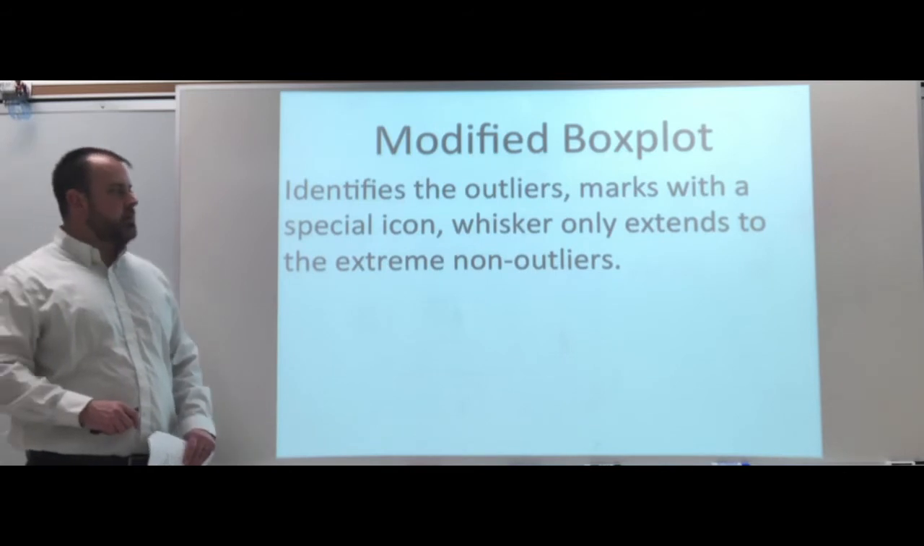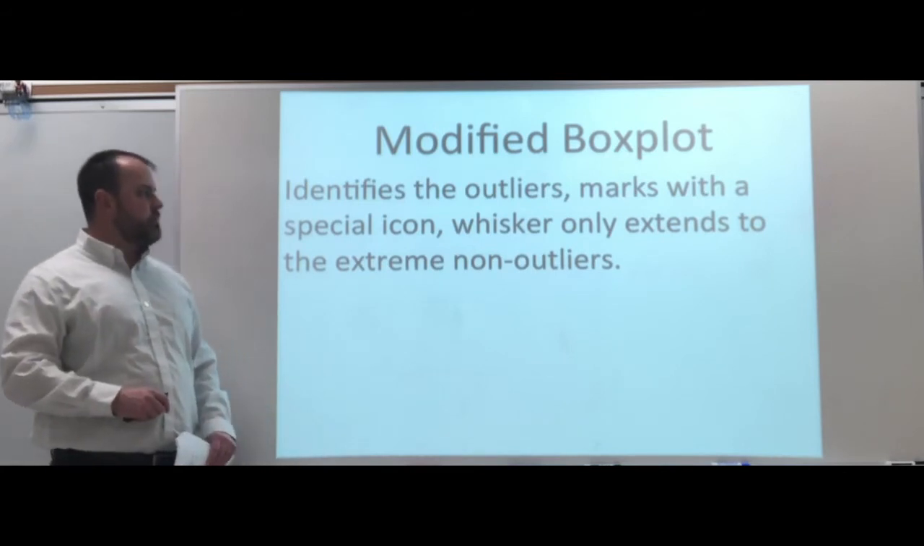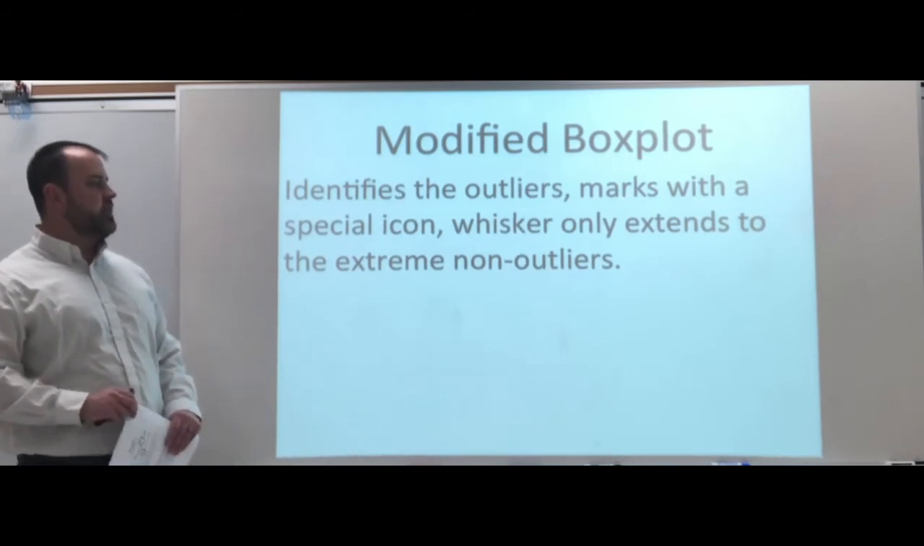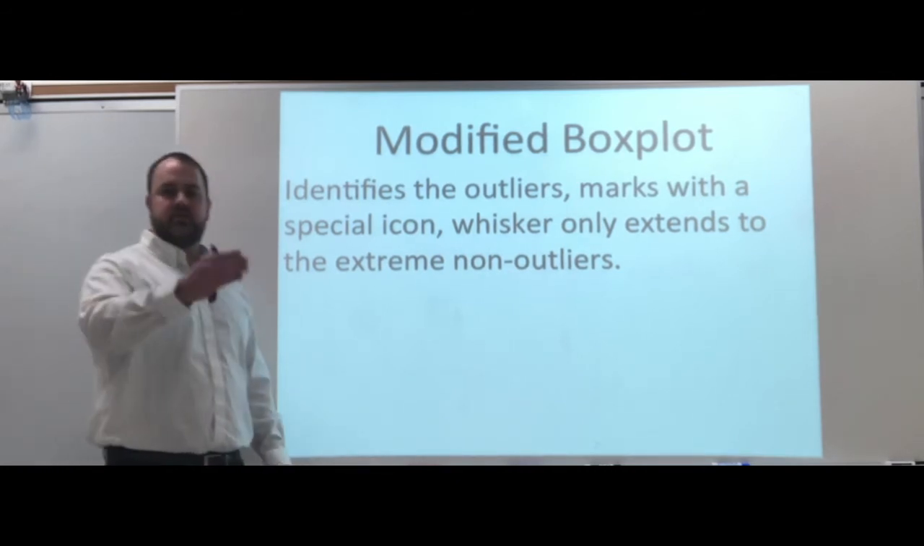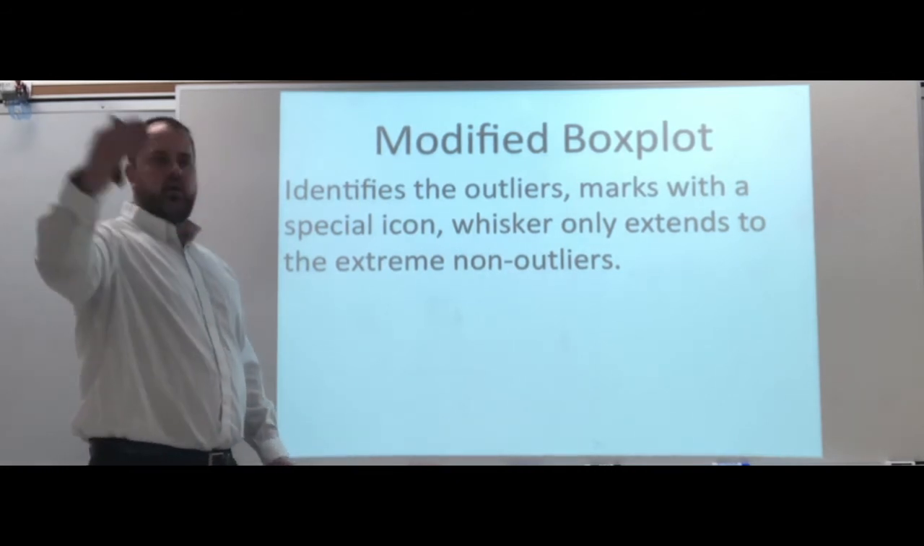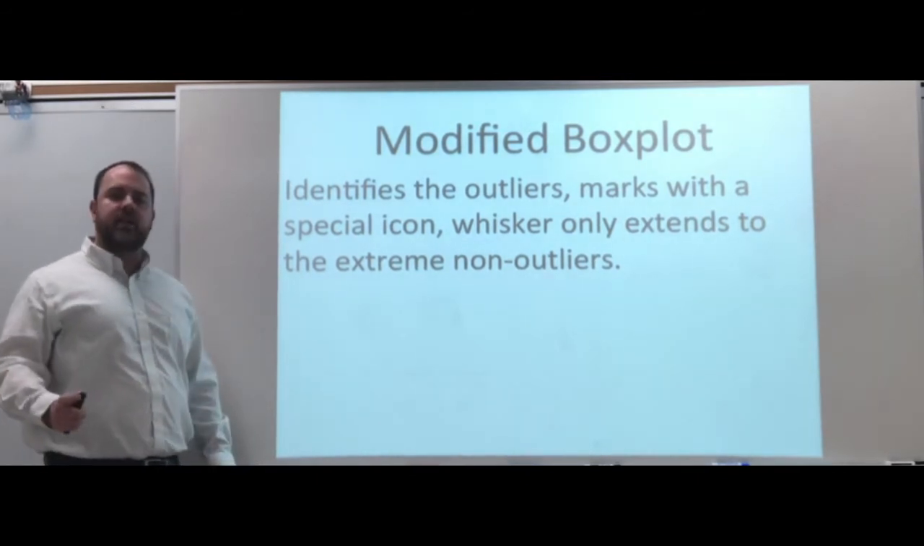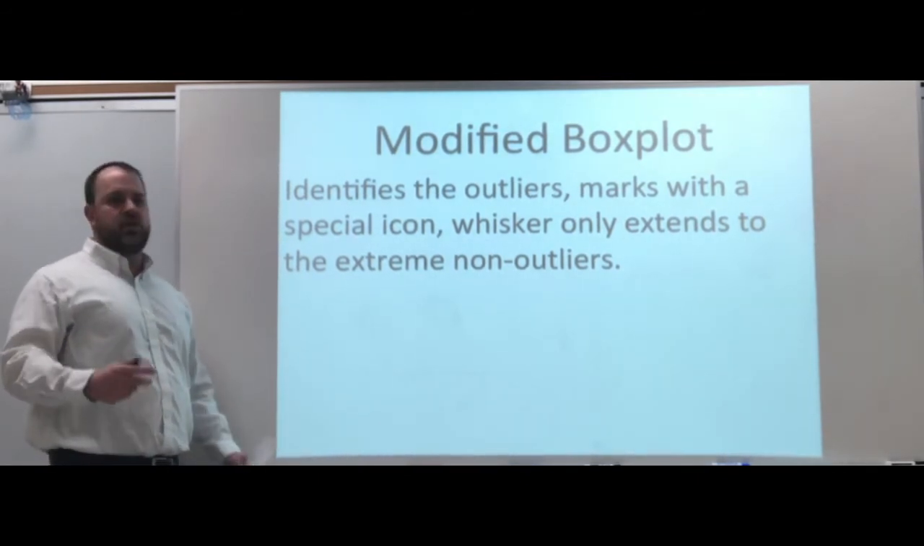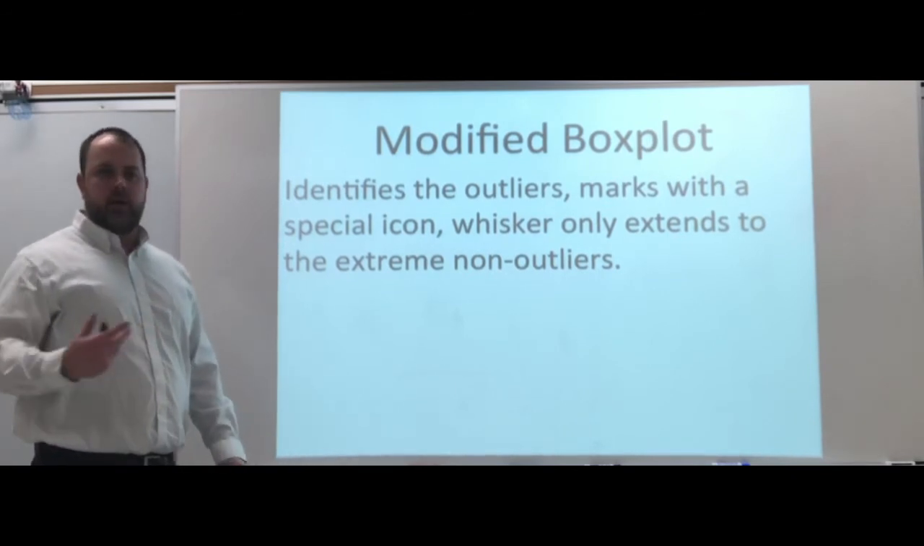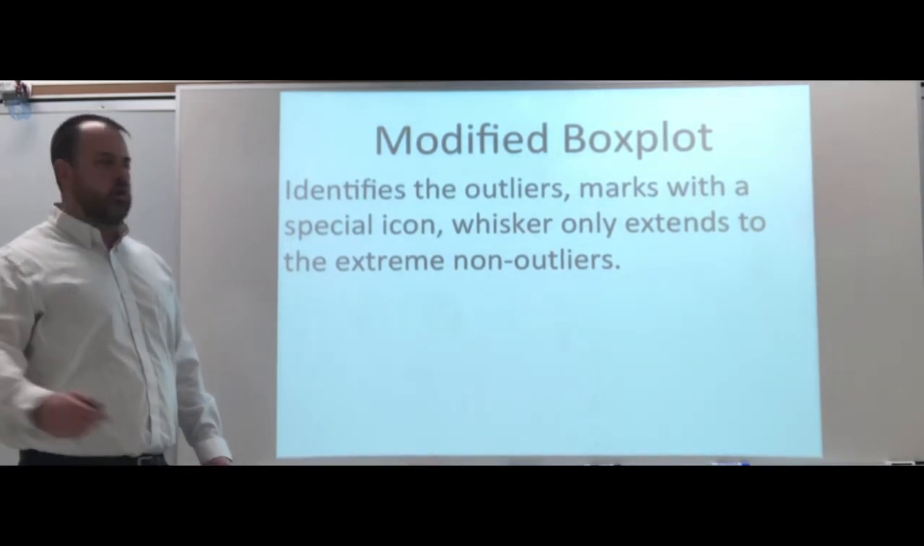So modified box plots identify the outliers and mark them with special icons. Whiskers only extend to the extreme non-outlier. So the whiskers stop, and then you'll have some kind of symbol to show that there are outliers. Now, how do we know a value is an outlier or not? There is a calculation. You're not just eyeballing it or going by feel, saying, okay, this one looks a little farther away.